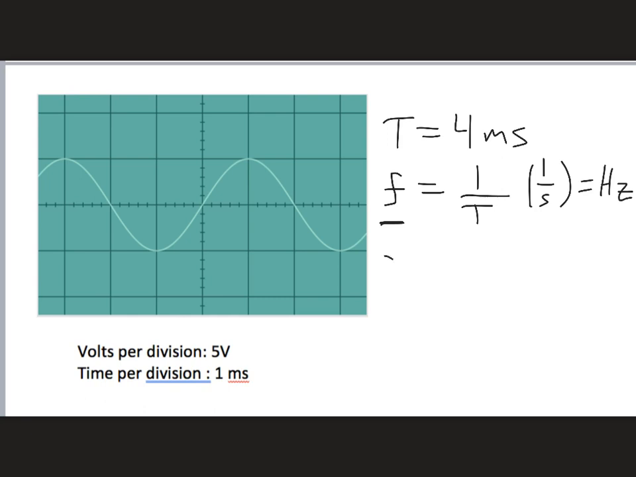So what would be the frequency of this sine wave? We would simply say that the frequency would be 1 over 4 times 10 to the minus 3 seconds, and that would work out to be 250 seconds to the minus 1 power, or 250 hertz. And that would be the frequency of this sine wave.